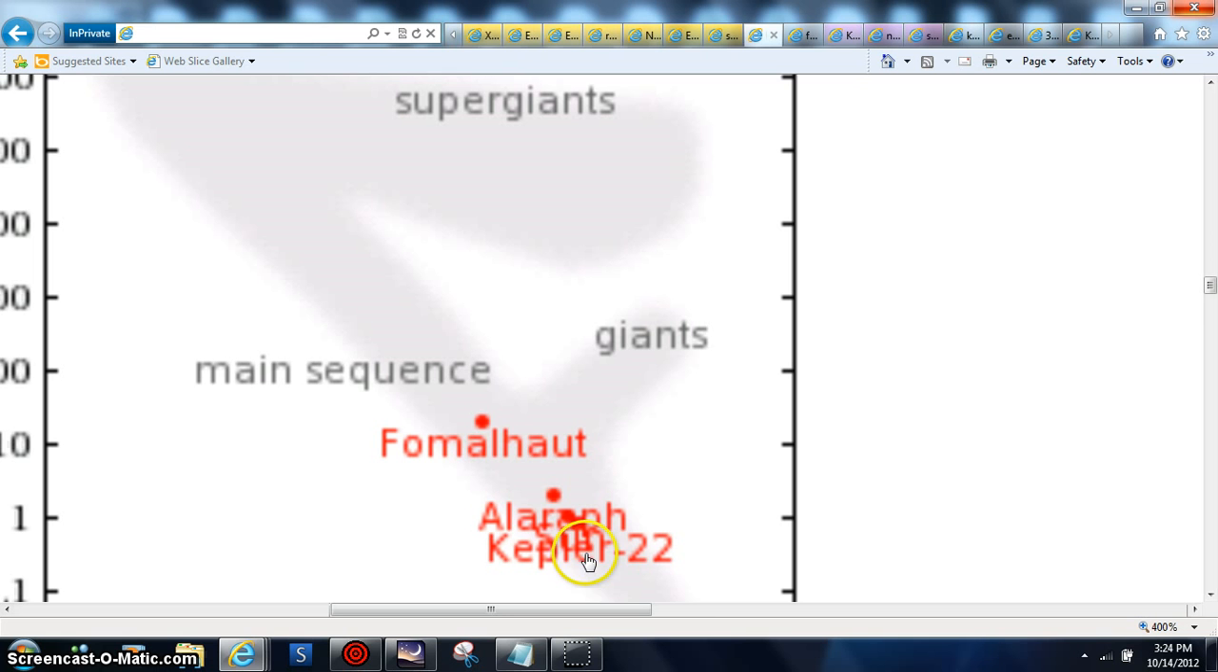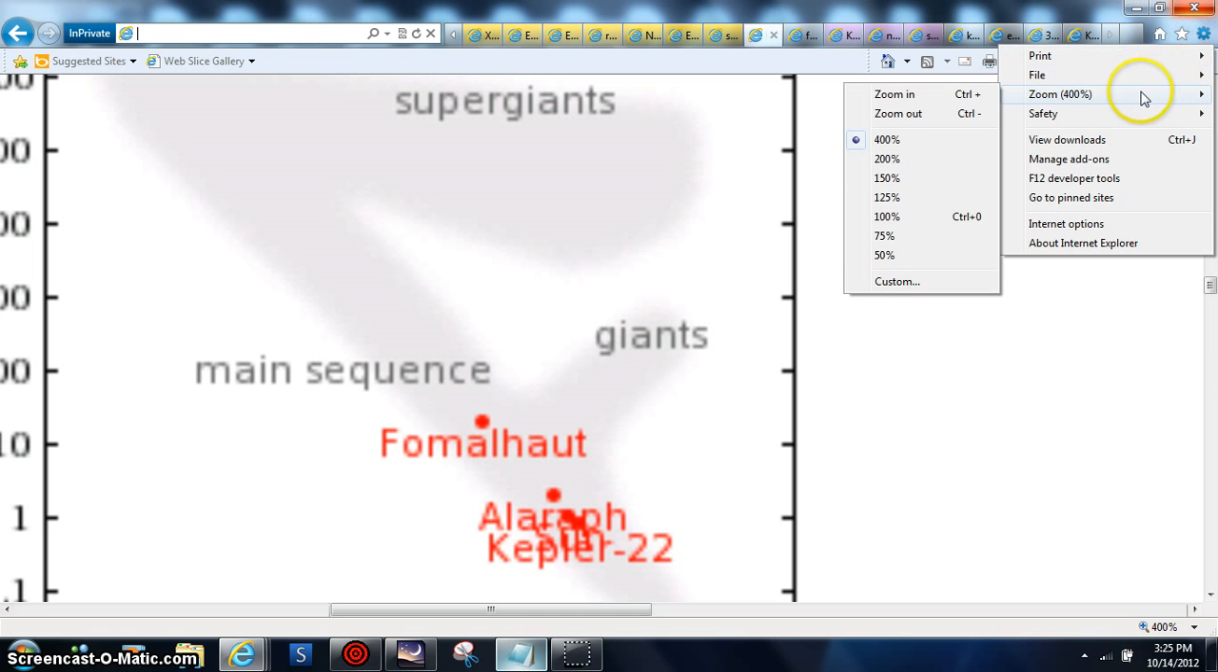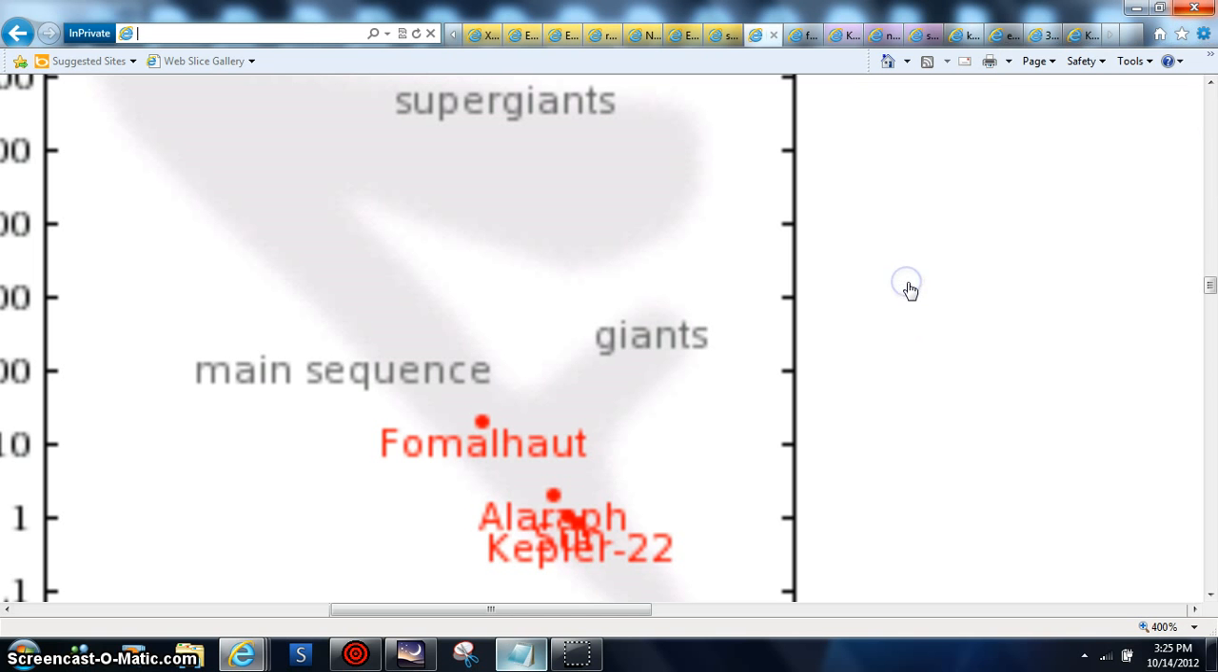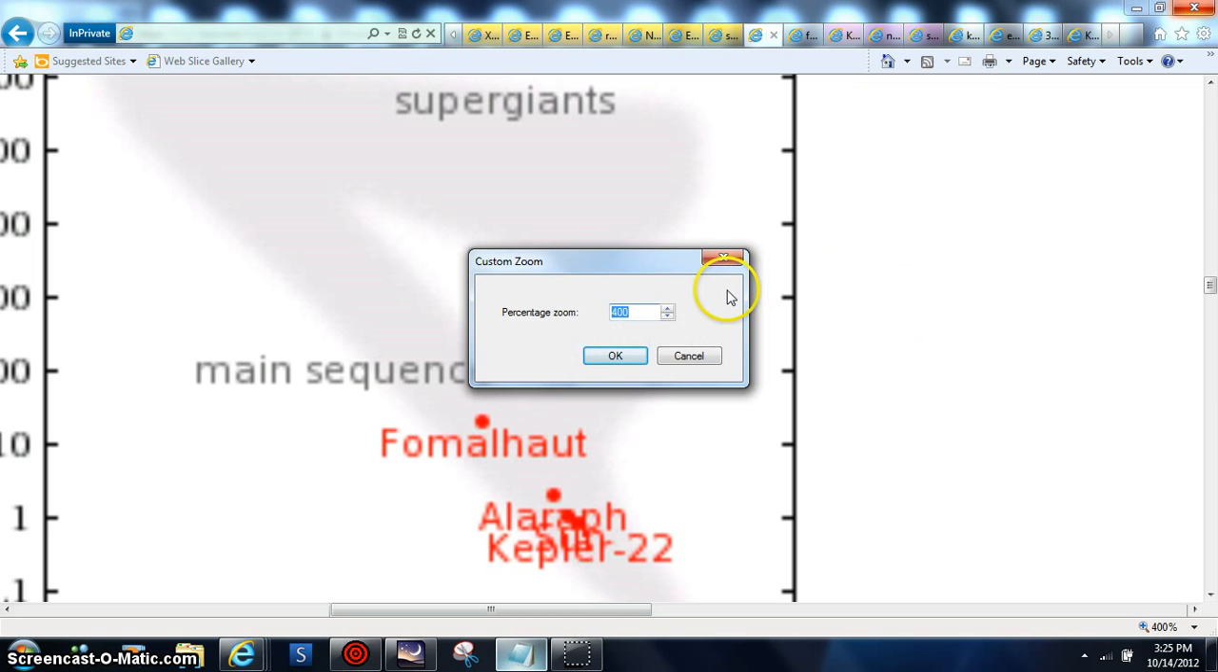Okay, this is Kepler 22 right here, the first red dot. Then we have the sun. You can see in there the sun is there. And I'm going to zoom it up to 800 so you realize it a little bit better. And there's Alarath, and there's Ormolhat. And this is the supergiant's main sequence that I keep telling everybody about. This is all factual, scientific data. This stuff all exists, okay?